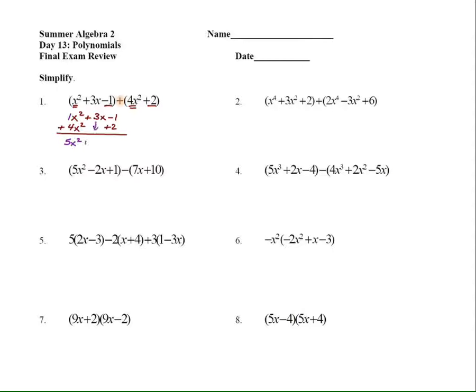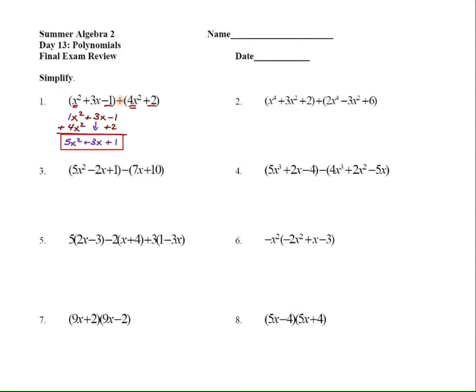So I should get 5x squared plus 3x plus 1, and then I didn't have to put that much thought into what needs to be added once I line them up vertically. Again, it's not necessary for you to do it that way. I just think it's really helpful, especially when you get into longer expressions.